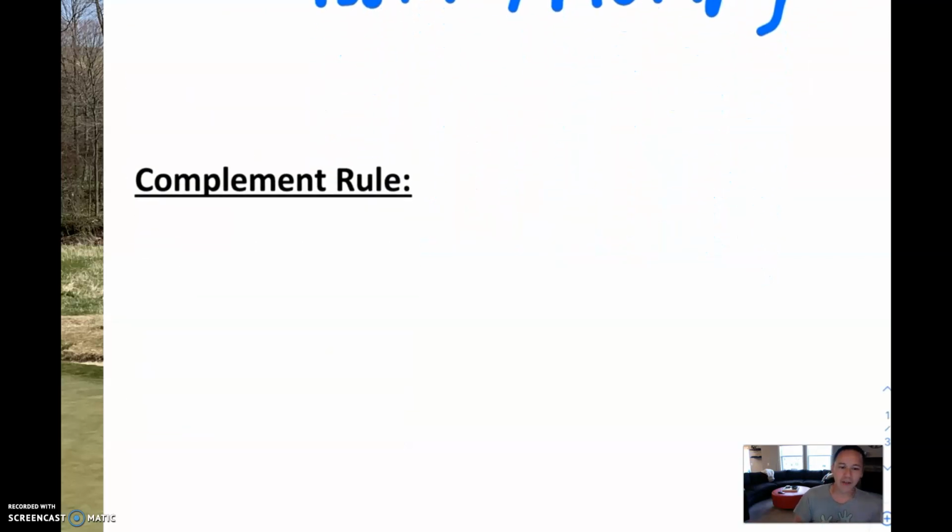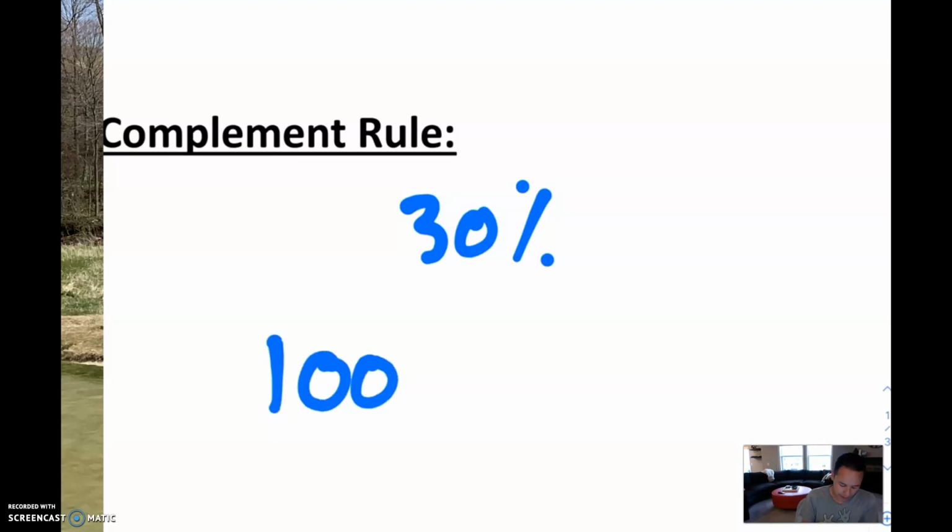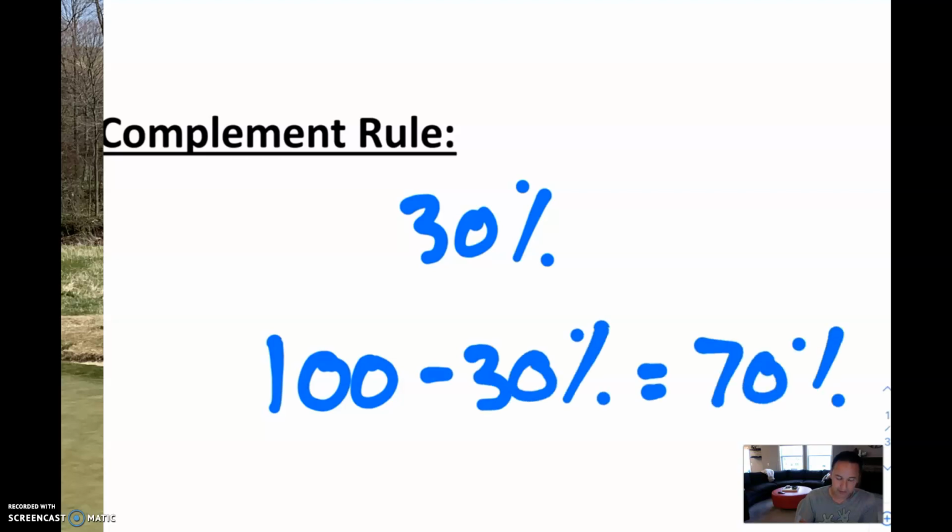And then we get this thing called the complement rule. And the complement means it's not like, oh, you look nice today. Not that type of compliment. The complement rule in math is like the chance of something not happening. So let's say the chance of something happening is 30%. So this is going to be the chance that it does happen. Well, the chance that it doesn't happen would be 100 minus that 30%, which would equal 70%.